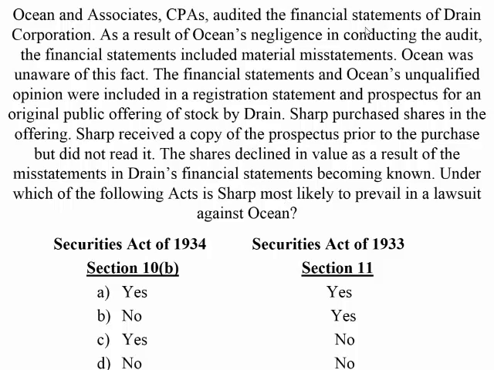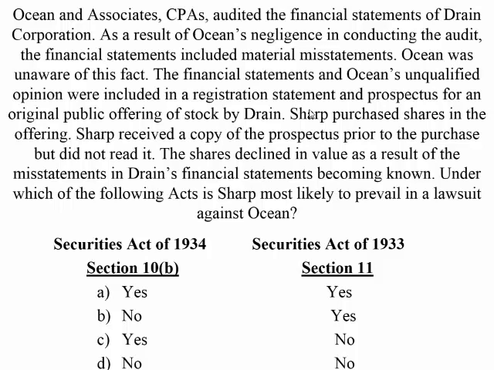So let's now apply what we know about the 1933 Act and the 1934 Act to this specific set of circumstances. So it says, Ocean and Associate CPAs audited the financial statements of Drain Corporation. As a result of Ocean's negligence in conducting the audit, the financial statements included material misstatements. Ocean was unaware of this fact. The financial statements and Ocean's unqualified opinion were included in a registration statement and prospectus for an original public offering of stock by Drain.